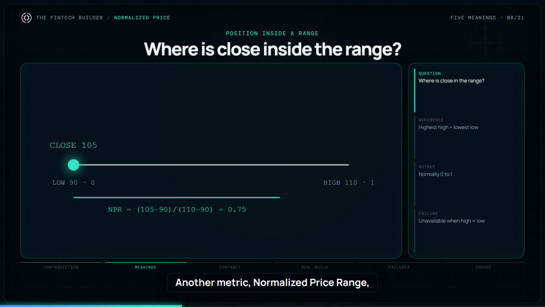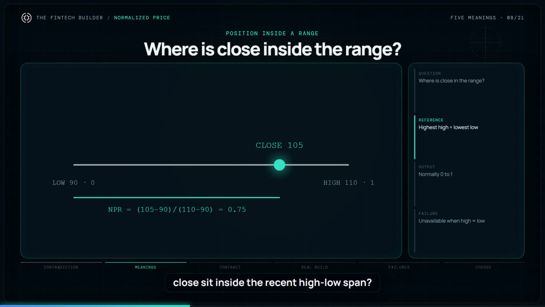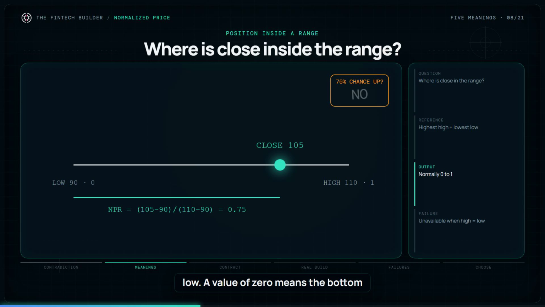Another metric, normalized price range, asks a different question. Where does the current close sit inside the recent high-low span? Subtract the lowest low from the close, then divide by the highest high minus the lowest low. A value of 0 means the bottom of the range, 0.5 means halfway, and 1 means the top. 0.75 is not a 75% chance of going up. It is just location inside the observed range.